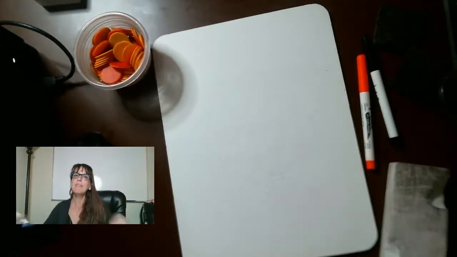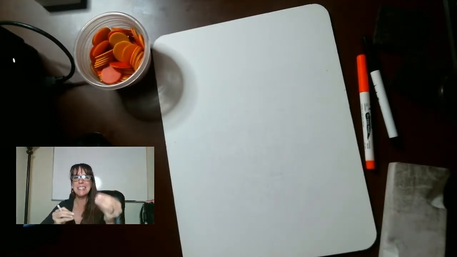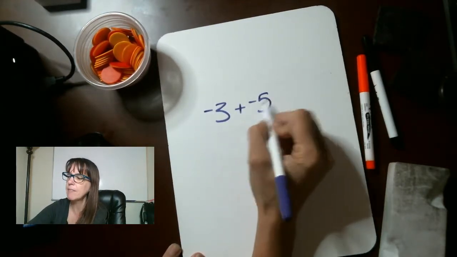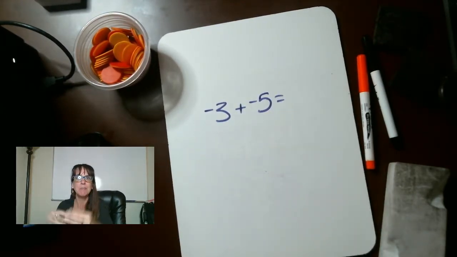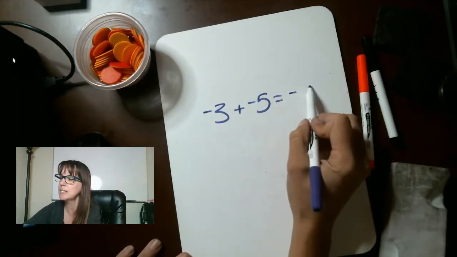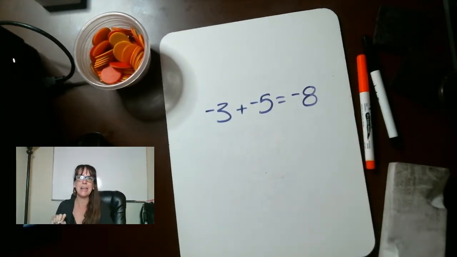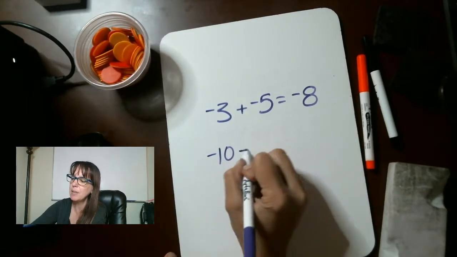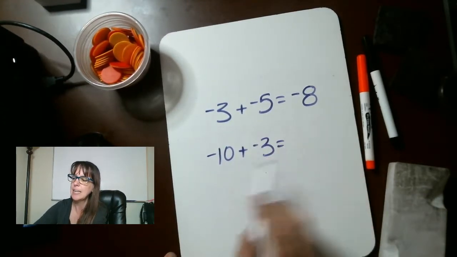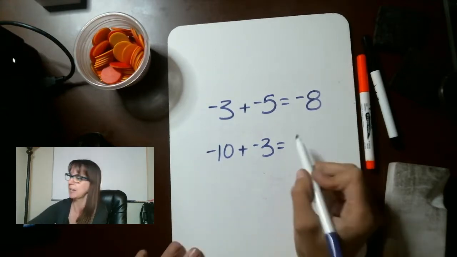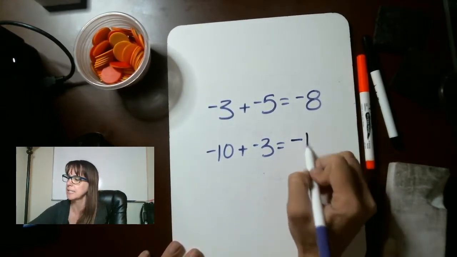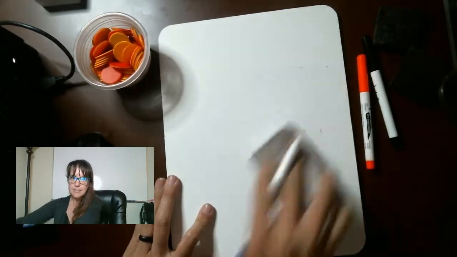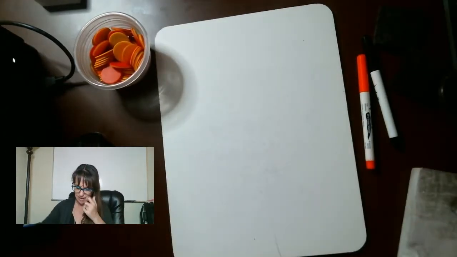Now, when you have them on the same team, this is going to be a little bit different. -3 and -5. Well, they're both on the same team. How big is our team now? Our team is now 8. 8 people big, okay? -10 plus -3. It's still the negative team. That hasn't changed at all. It's going to be -13. -13, okay? Let's see some other ones that we have here.